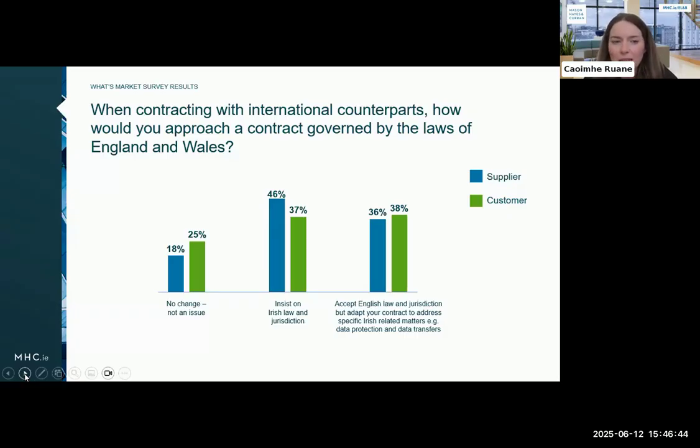Then lastly, looking at the percentage of customers and suppliers accepting English law, but adapting their contract to address specific Irish law matters, it stayed about the same as last year, 36% on the supplier side and 38% on the customer side. So I suppose, we were saying here that there is an increase in Irish customers being generally happy to go with English law governed contracts. In practice, we do see Irish law continuing to be used. And this is probably due to the global reach of Irish-based IT companies, which is spreading the practice of Irish governing law contracts being fairly widely accepted.